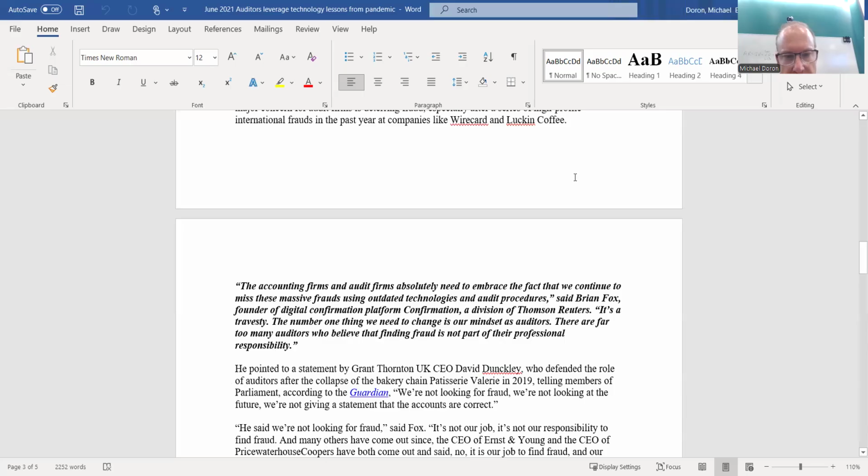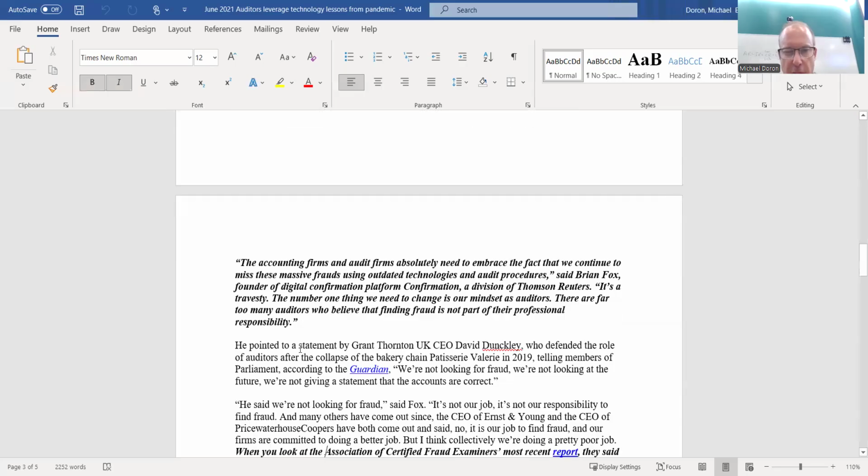The accounting firms and audit firms absolutely need to embrace the fact that we continue to miss these massive frauds using outdated technologies and audit procedures. It's a travesty. The number one thing we need to change is our mindset as auditors. There are far too many auditors who believe that finding fraud is not part of their professional responsibility. Okay, we were just talking about that. That's like in the new audit report where they put in due to error or fraud to remind auditors that they are supposed to be looking for fraud.